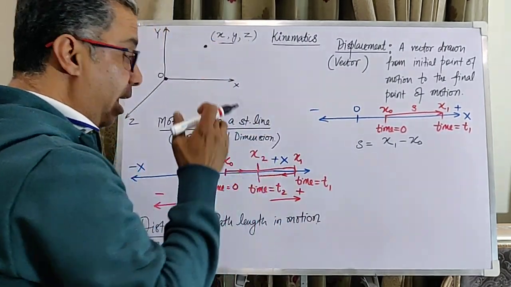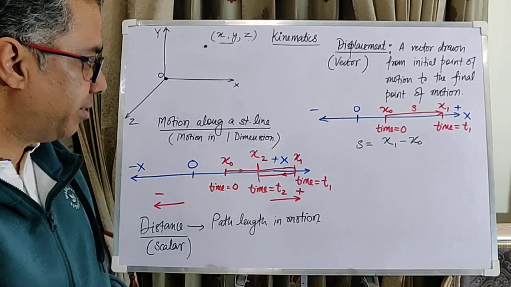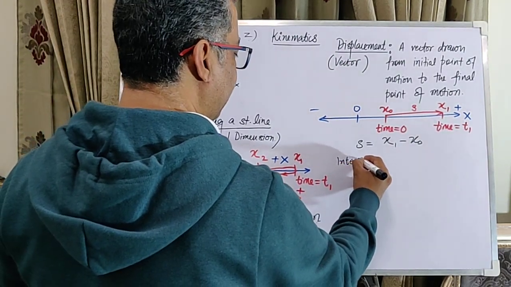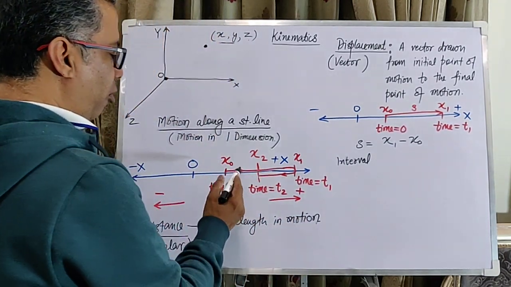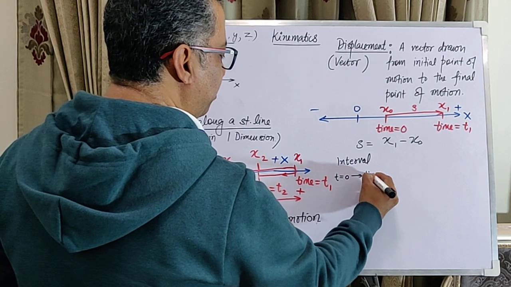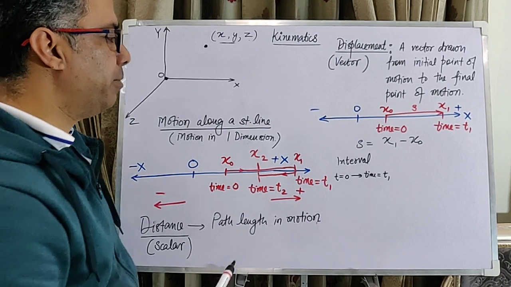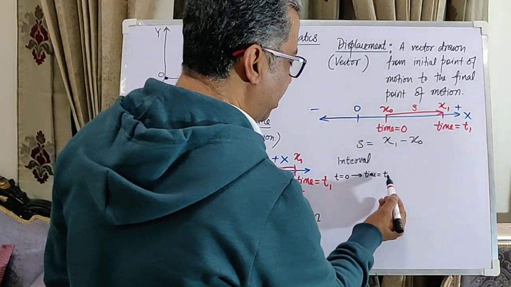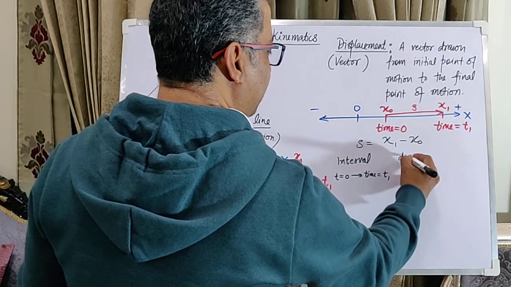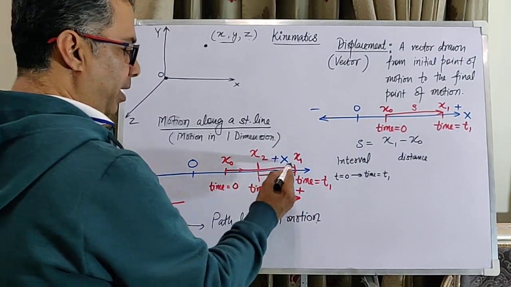Let's have a look at the values of distance and displacement during the various intervals of time. So the first interval I'm having a look at is from time equal to 0 to time equal to t1. In this interval, the distance simply happens to be the length from here to here.